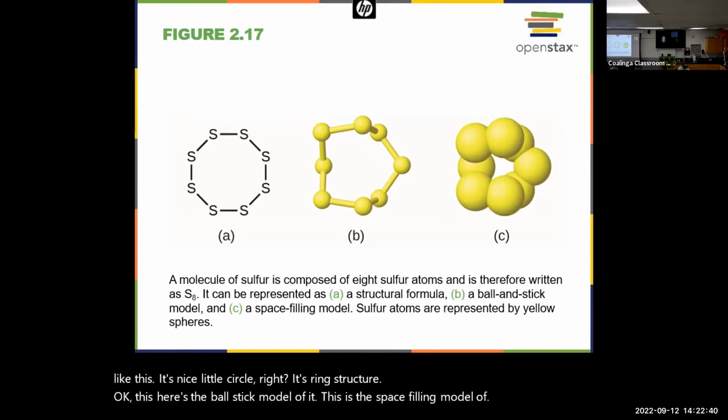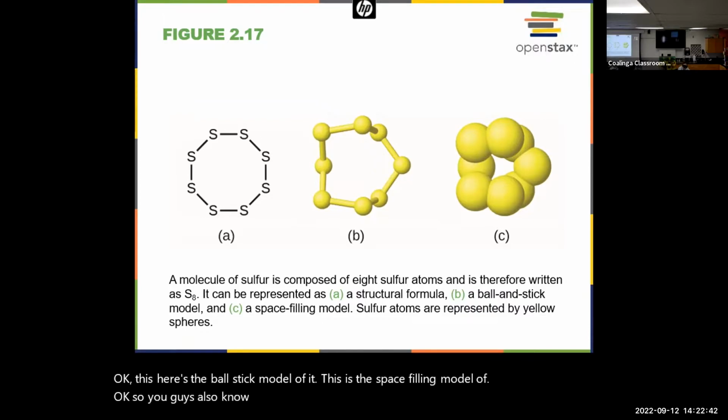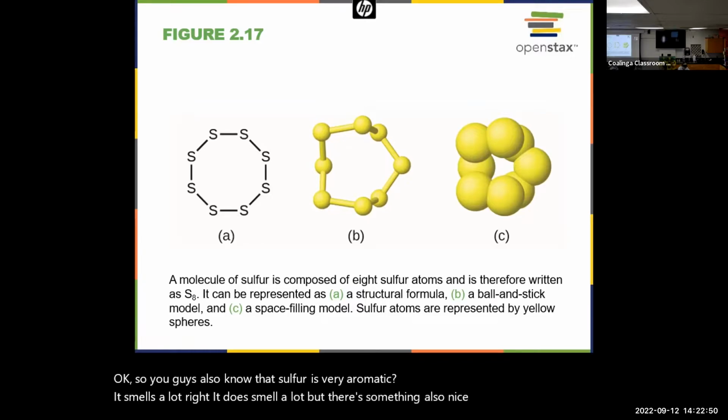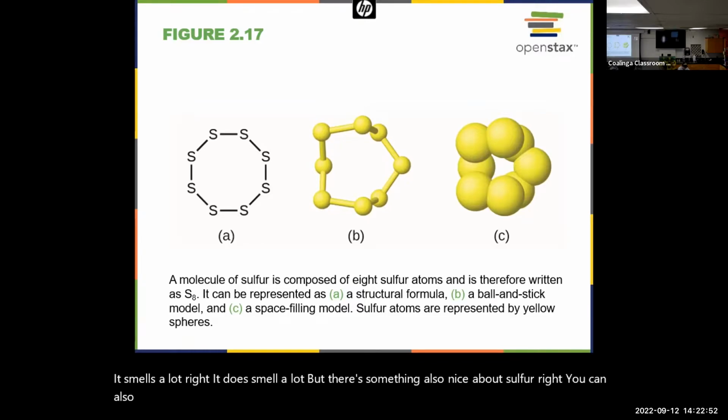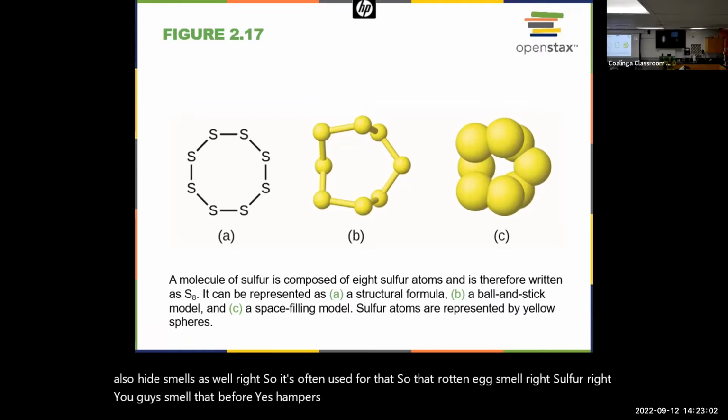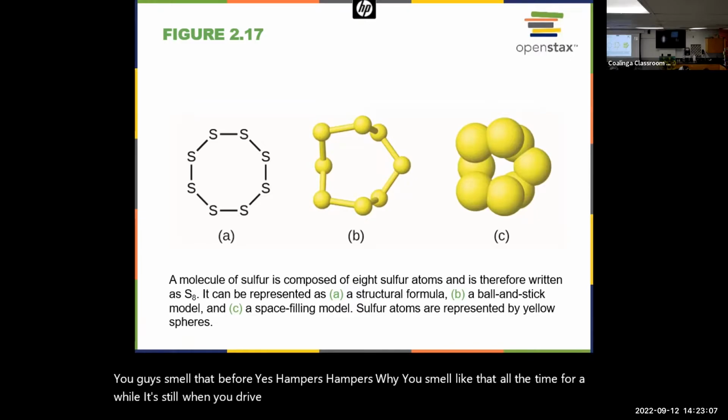You guys also know that sulfur is very aromatic. It smells a lot, right? But there's something also nice about sulfur. It can also hide smells as well, so it's often used for that. That rotten egg smell, right? Sulfur. You guys smelled that before? Hanford's water used to smell like that all the time. They've been treating it for a while. It's still, when you drive by Costco's, you'll get a whiff of it. You'll smell it there.